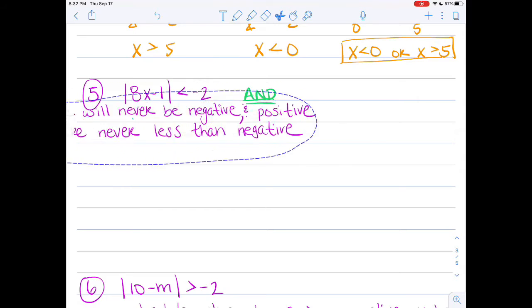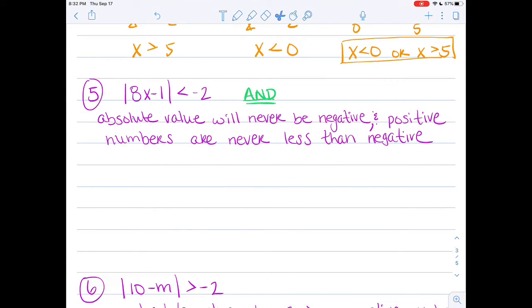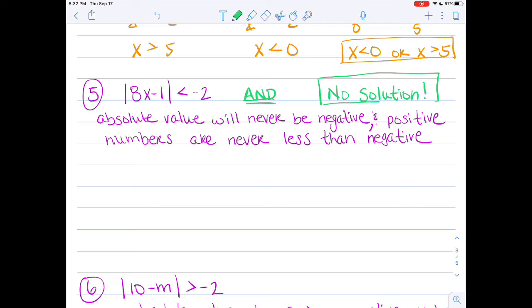So an absolute value will never be negative. Positive numbers, because this absolute value here has to output a positive number, is always going to be bigger than a negative. It's never going to be less than a negative. So what does that mean in this situation? No solution. There is no possible solution for x that will return a value, because an absolute value can't be less than a negative number.